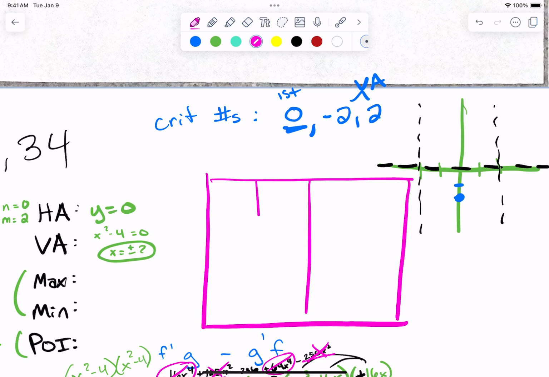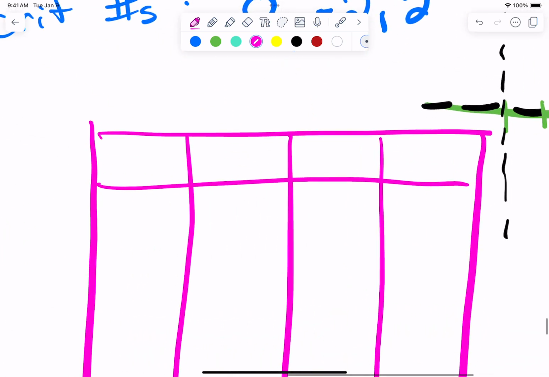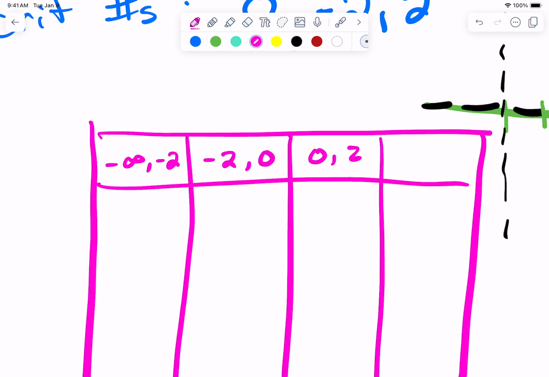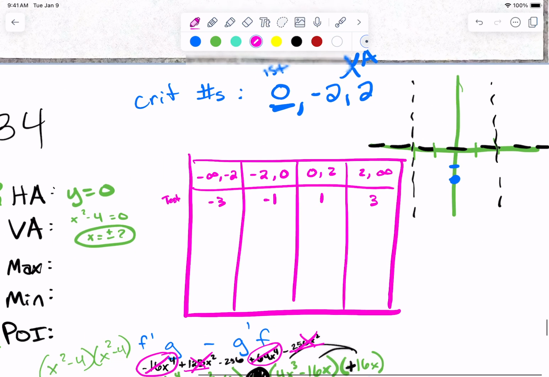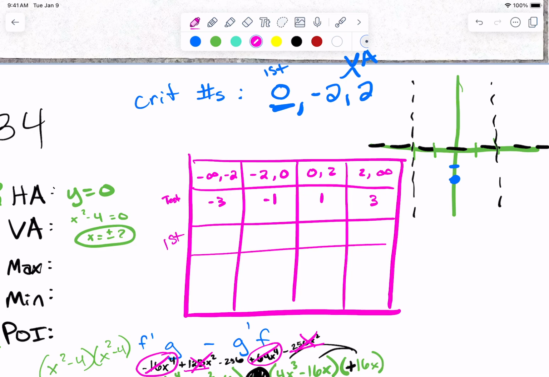Okay, so how many test intervals do we have? 4. They're nice numbers actually. They're from negative infinity to negative 2, negative 2 to 0, 0 to 2, and 2 to infinity. Test points: negative 3, negative 1, 1, 3. Nice. Now my first derivative, then my second derivative, and then conclusion.